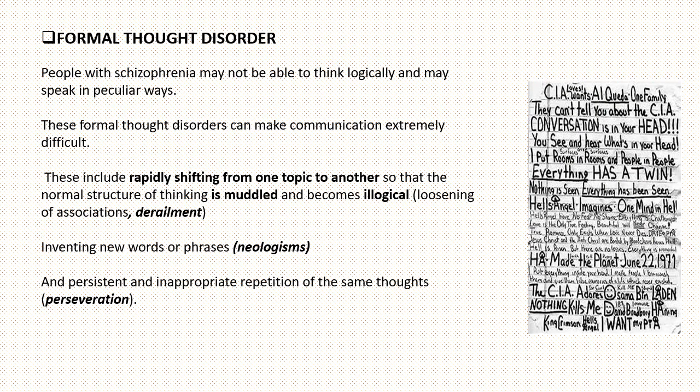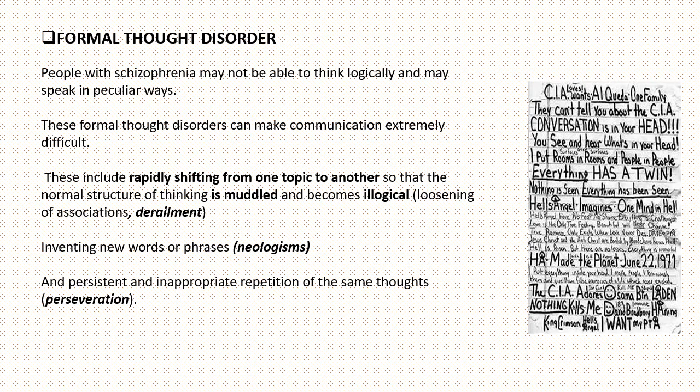Next, under positive symptoms, we have formal thought disorder. People with schizophrenia may not be able to think logically and may speak in peculiar ways. So this formal thought disorder can make communication extremely difficult. It includes rapidly shifting from one topic to another, so that the normal structure of thinking is muddled and becomes illogical. There is loosening of associations, derailment basically.